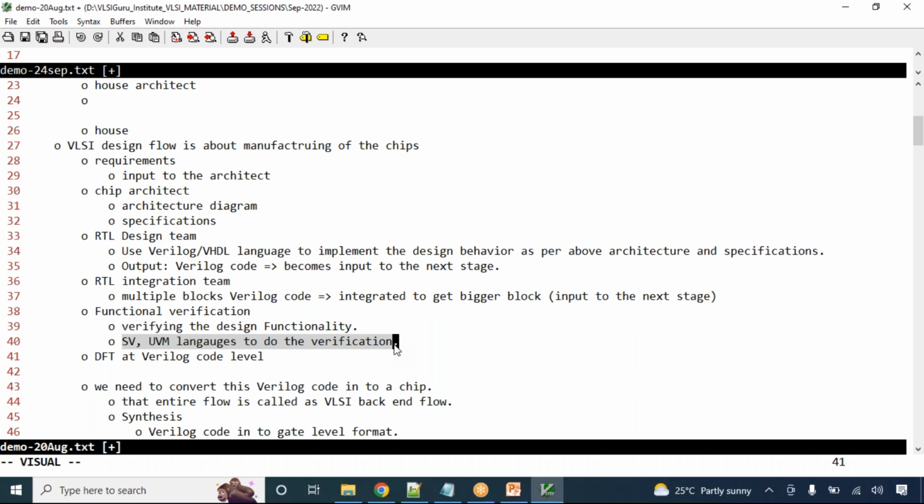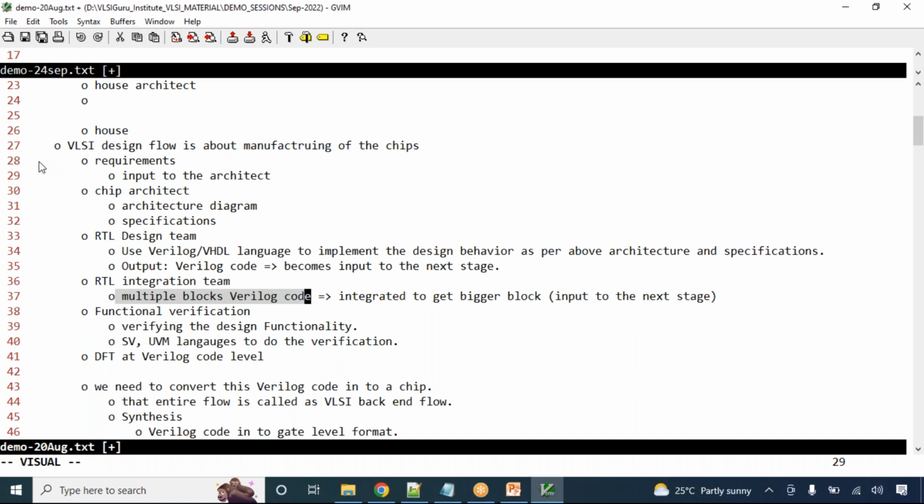I'm just giving you a simple analogy, okay? Don't think literally like that. So the role of a functional verification engineer is to check whether this Verilog code has been done as per whatever has been mentioned here. His role is to check whether it has been done as per the architecture diagram and as per the specification. Once it is done, we know that functionally it is working fine.